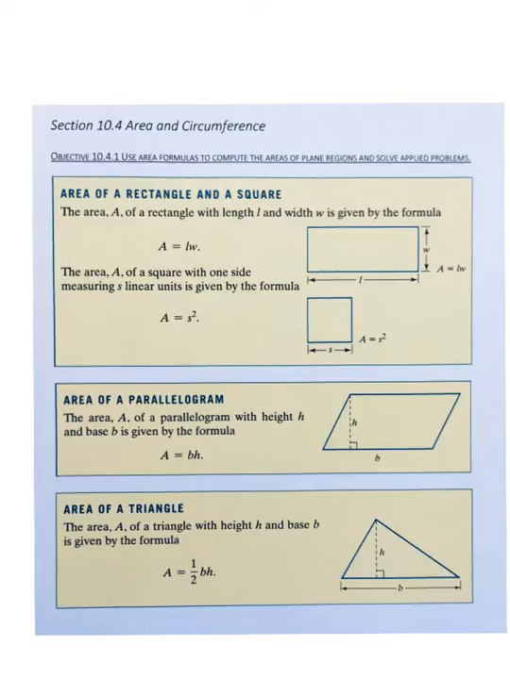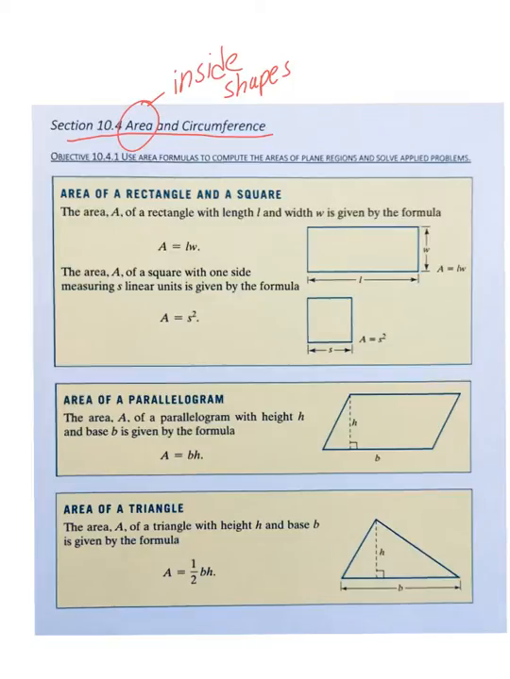Section 10.4 is about area and circumference. So when they're talking about area, they're talking about the inside of these two-dimensional shapes. In the last video, we talked about perimeter, which was the outside, but now we're switching gears to area, which is the inside of these shapes.